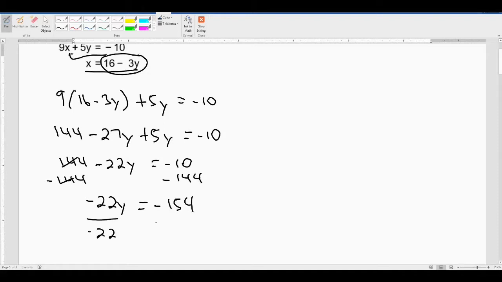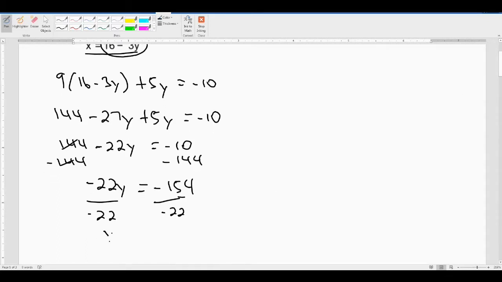Divide both sides by negative 22. And we get y equals, what is 154 divided by 22? First off, a negative divided by a negative is a positive. Is that 7? I do believe it is. 7 times 2 is 14 and 4 to 15. Yep, 7. So now we have y equals 7.